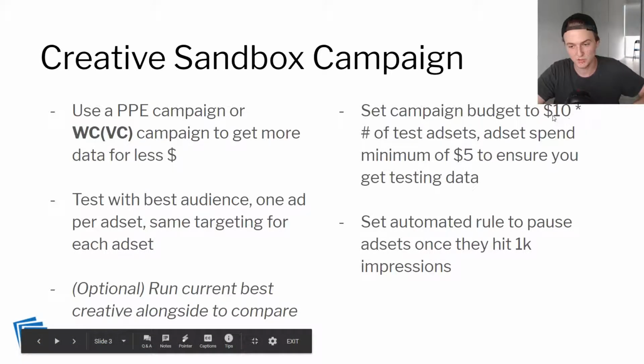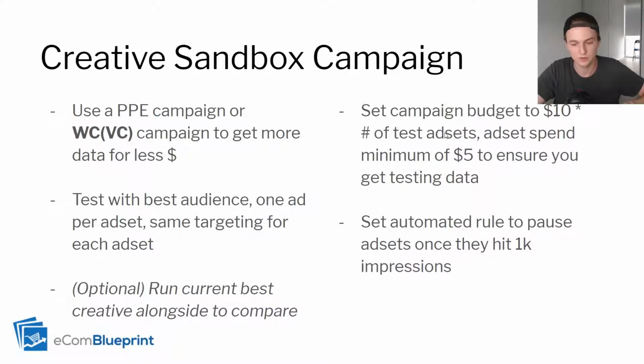Now the campaign budget, you want to set this to $10 times the number of test ad sets. So if you're testing 5 ad sets, 5 times 10, $50 campaign budget. You want to set ad set spend limits for each ad set of half of the budget per ad set. Same thing that I explained in the previous Facebook ads launch strategy lesson. So if you're doing $10 per test ad set, you want to set a spend limit of minimum $5 just to ensure that each ad gets some testing data.